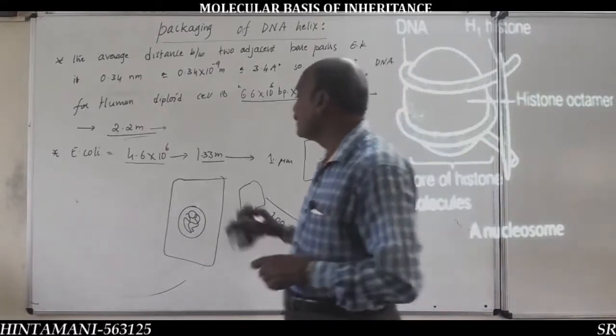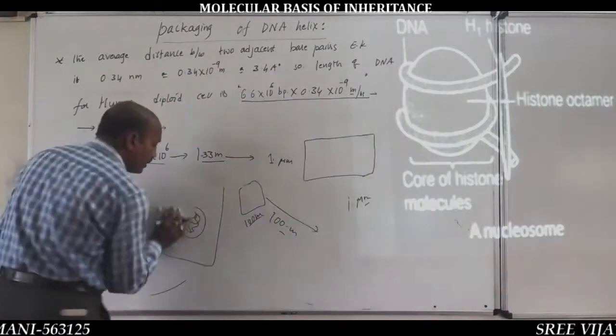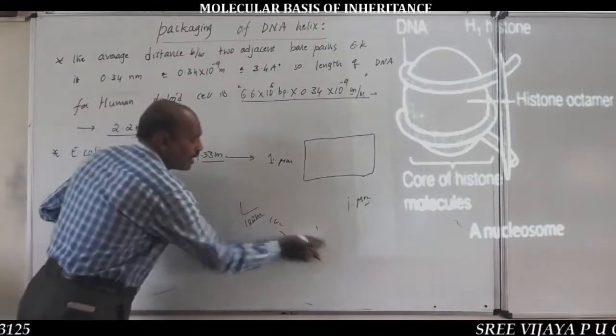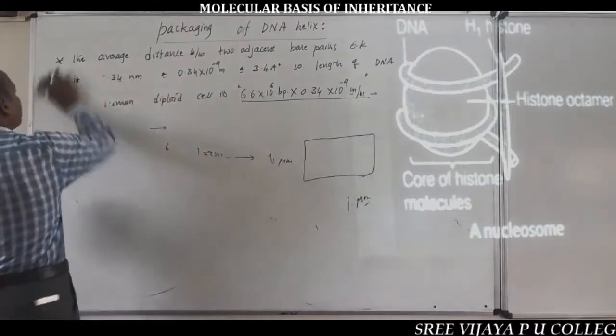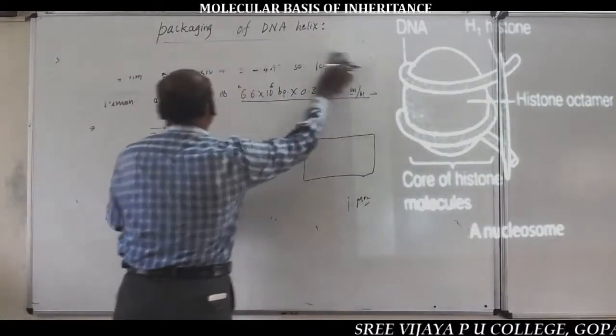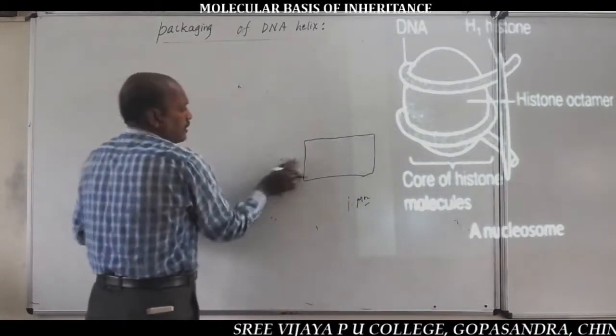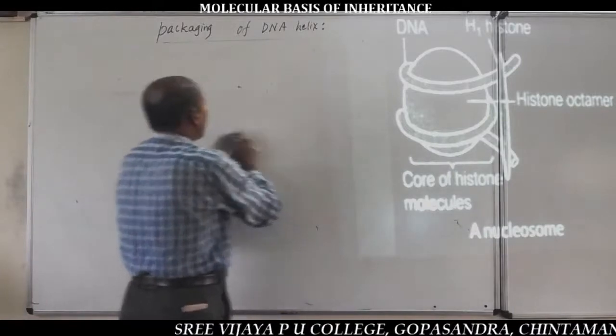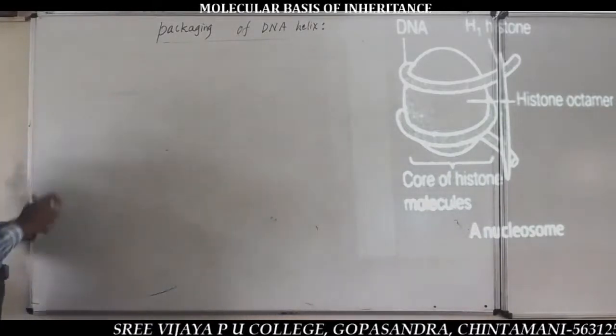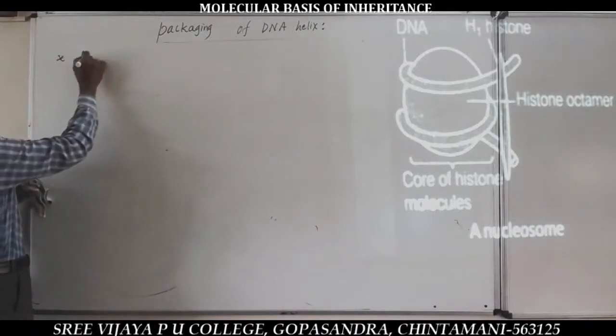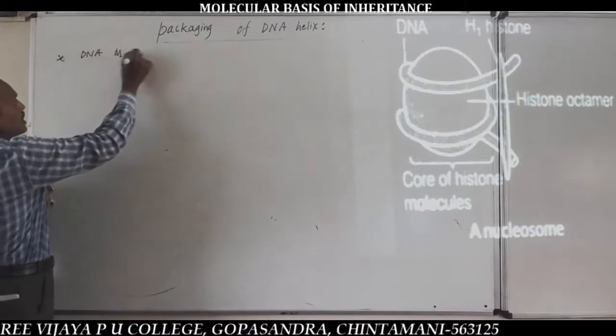Generally, DNA is acidic in nature. The major principle for packaging of longer DNA inside the nucleus of prokaryotes and eukaryotes is that generally DNA is acidic in nature.